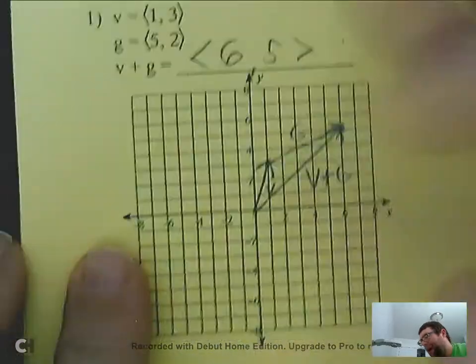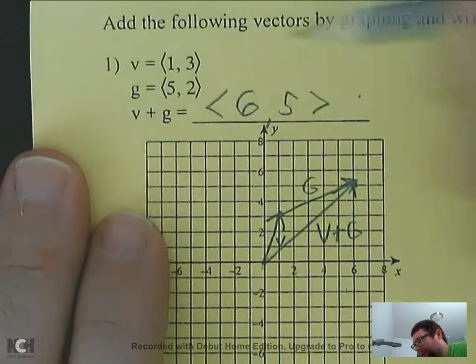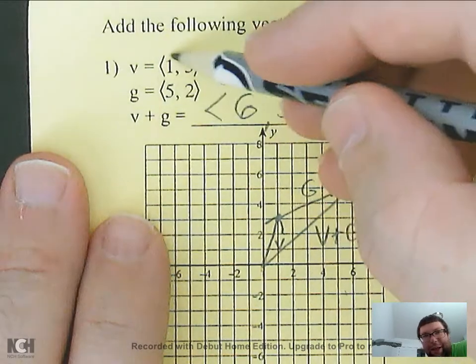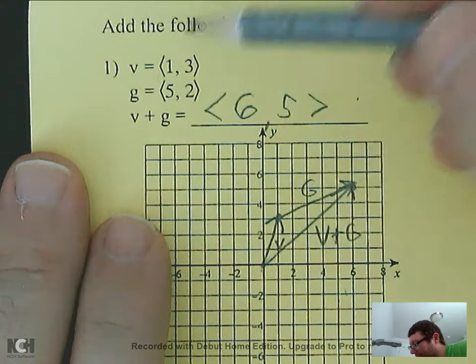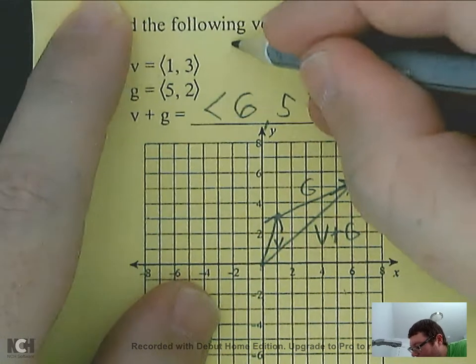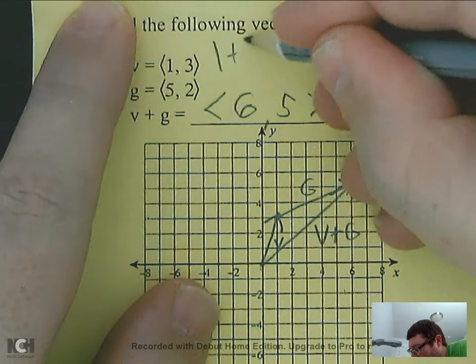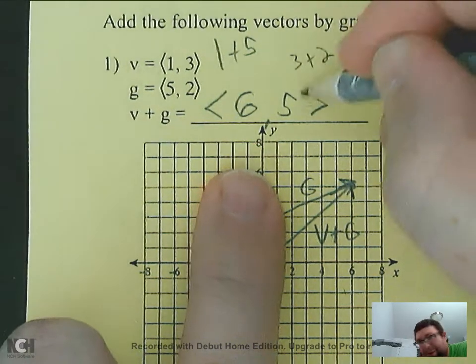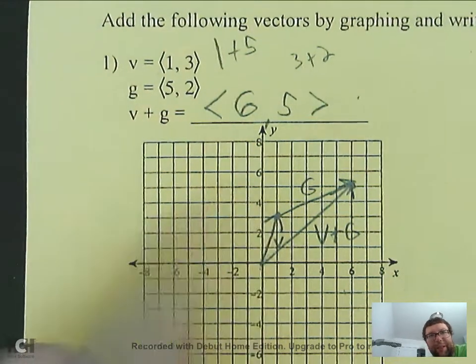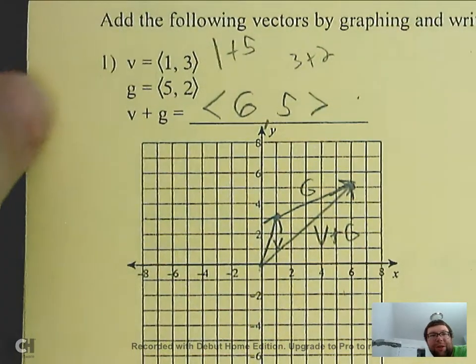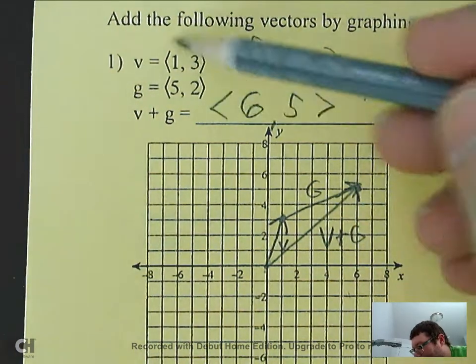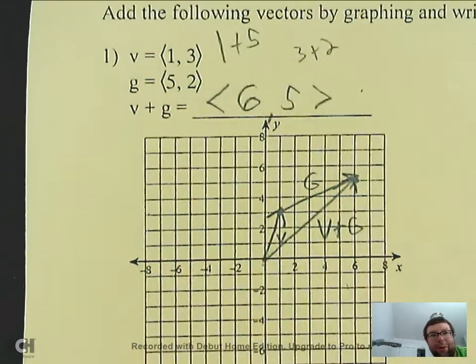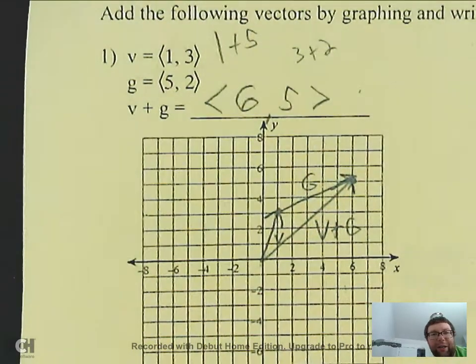Now, to do this mathematically, it's pretty simple. You just add the x's together. And you probably figured that out when I was writing the numbers down, right? 1 plus 5 is 6, and 3 plus 2 is 5. That's all you'd have to do. Literally, just add the x's together, there's your new x component. Add the y's together, there's your new y component.